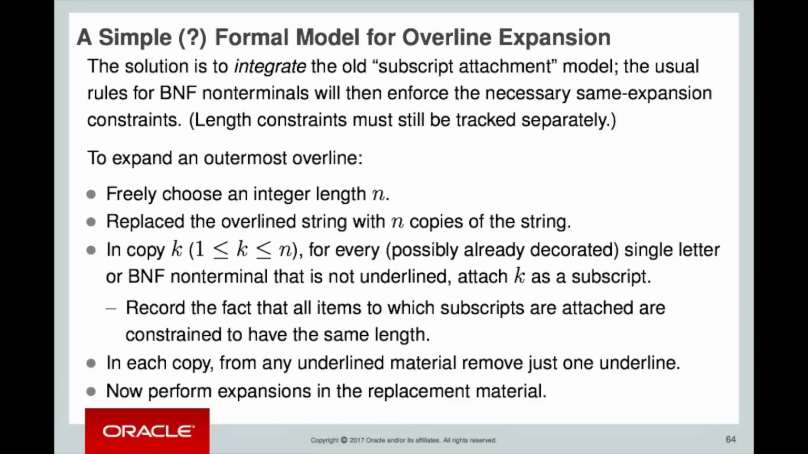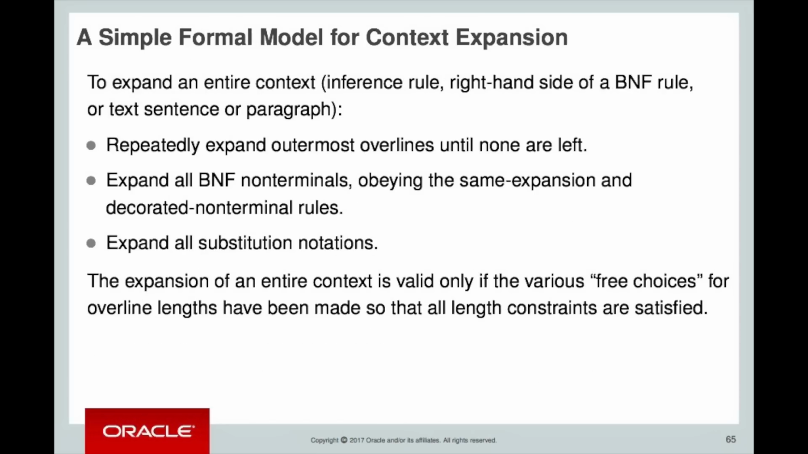And if you want it anywhere else, there's a more elaborate version of the notation that does that. And you have to keep track of the same lengths. In each copy, from any underline material, remove just one underline in the copy, and now expand the replacement material. The net effect is you expand the overlines from the outside in, and the subscript attachment rule makes sure that everything works, and it enforces the correct same expansion constraints.